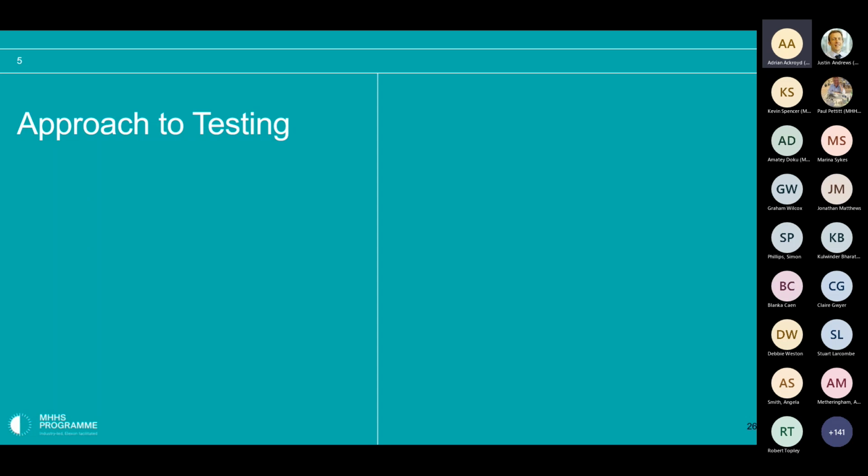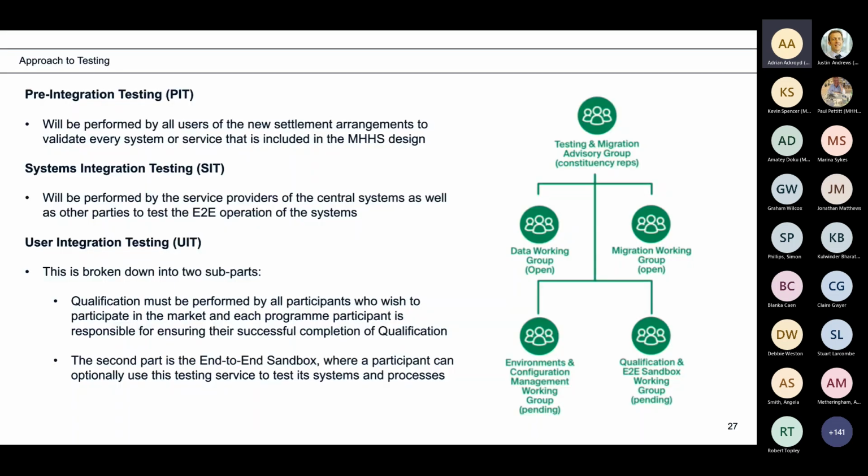I'll introduce myself. I'm Adrian Ackroyd. I'm the program test manager for MHHS, and I've just got one slide. It is a high-level slide, and it's just going to give you a flavour of the approach that we take. This approach has been used before. There's nothing groundbreaking or new in here, and it's basically split into three activities. There's the pre-integration testing, the PIT phase, where we expect all participants to do their own level of internal testing using their own processes, methods, etc. with regards to testing.